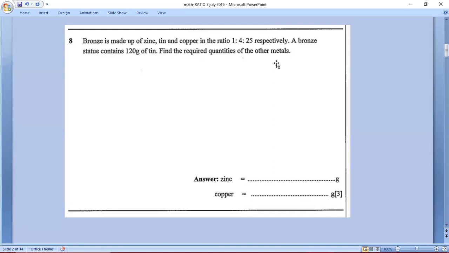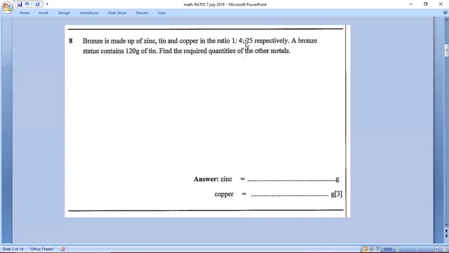Okay, so this simply means these metals in bronze. This is an alloy, meaning it contains these three different metals. This is how the alloy is formed, by having this ratio of these three elements. So, for example, if the total were 30 kg of bronze, 1 kg of it would be zinc, then 4 kg of that mass would be tin, then 25 kg would be copper.